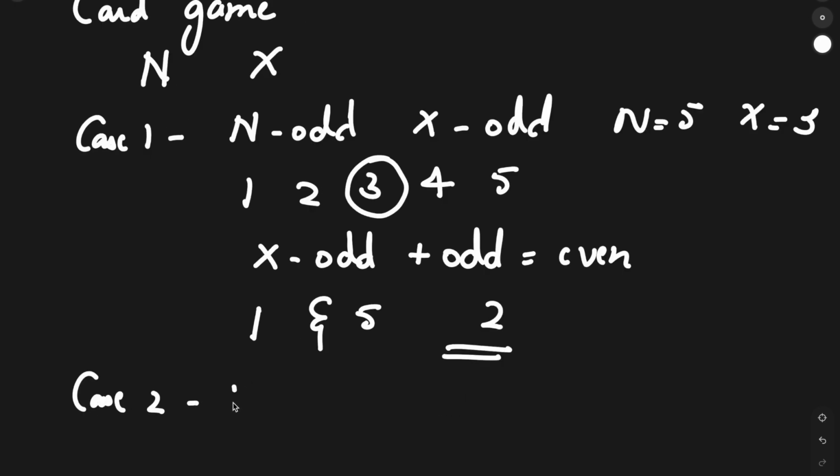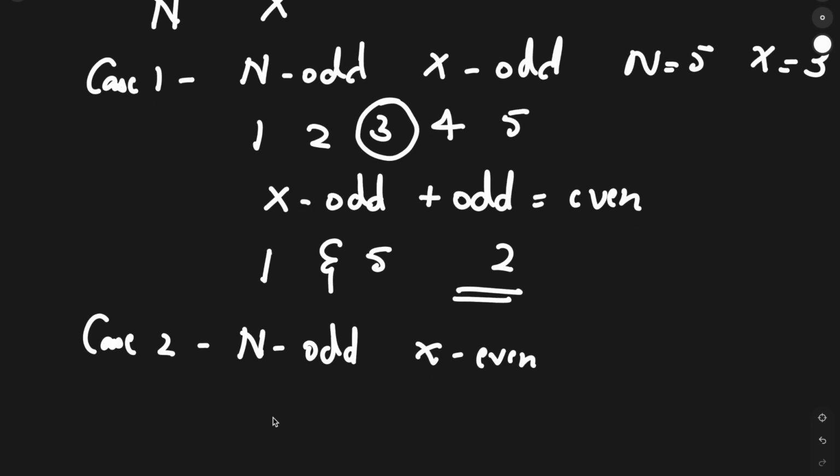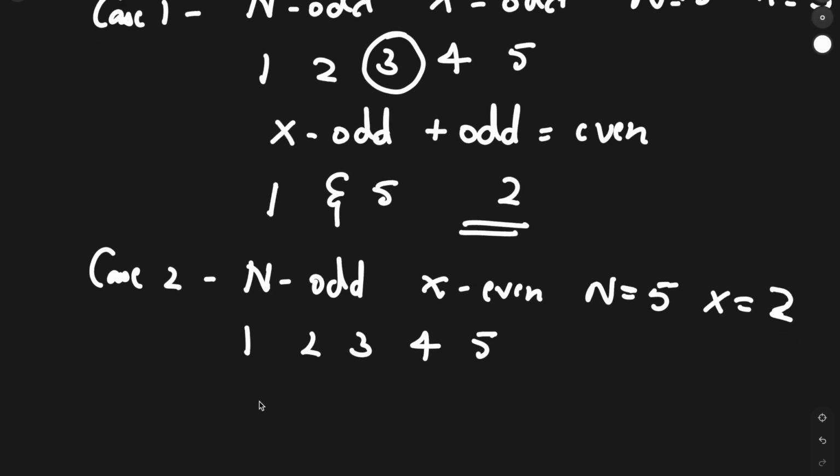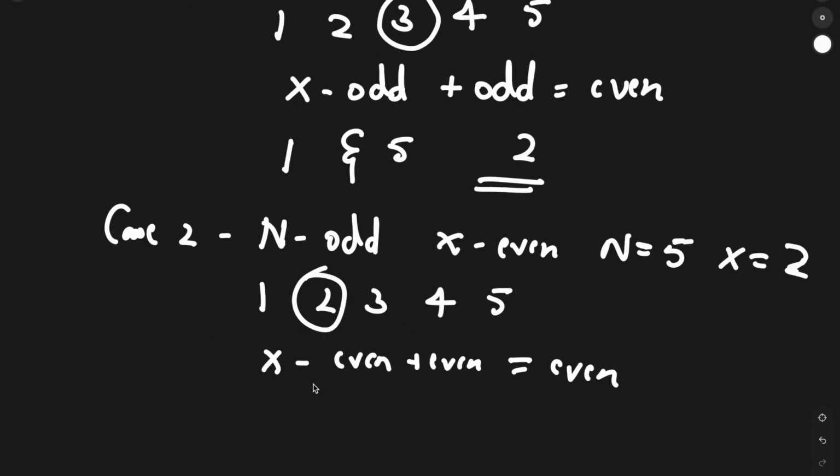Case 2 will be n being odd and x being even. So let's take n as 5 itself and x as 2. So if Chef takes 2, which is an even number, you can make the sum even with only another even number. So an even number left in the group is 4. So the answer is 1.